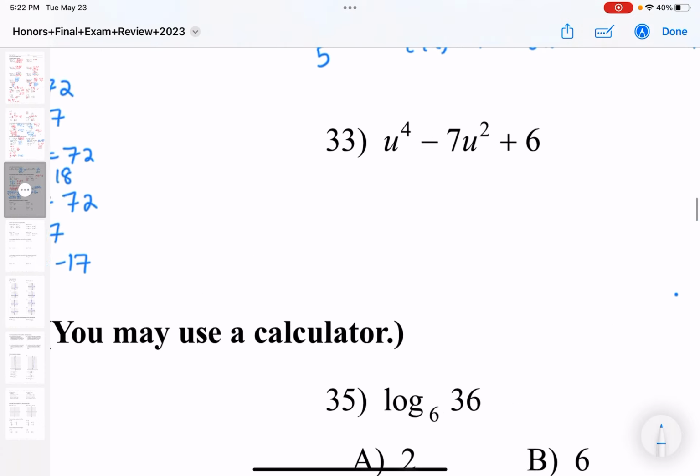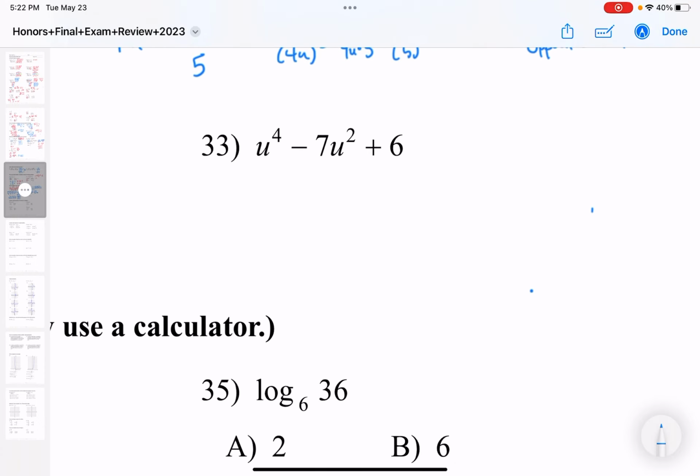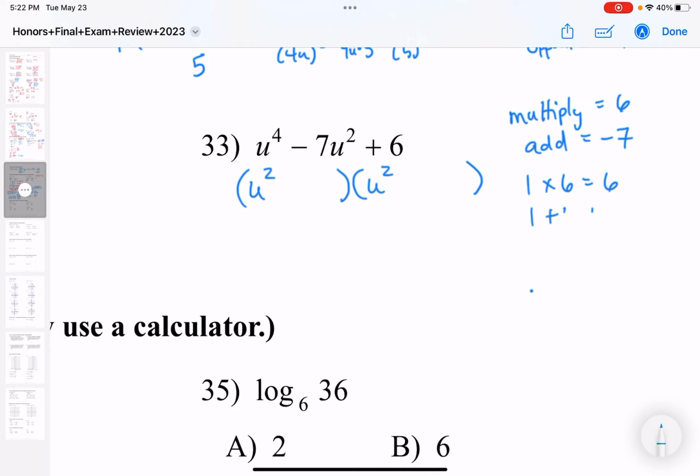All right, 33, last one for this section. U to the 4th and u squared, so 2 parentheses. U to the 4th makes u squared and u squared. Finding factors that multiply to make 6 and add to make -7. Okay, well, 1 times 6 is 6, and 1 plus 6 is 7. But I need -7, so that'd be -1 and -6, right? And that would make -7.